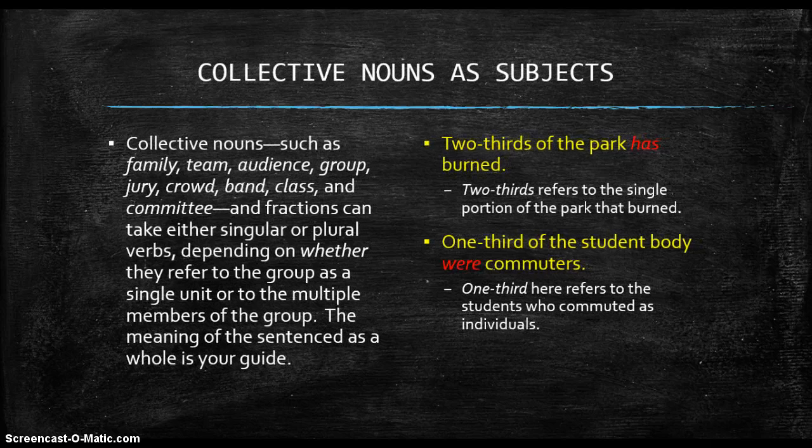If you're saying something like 2/3 of the park has burned, 2/3 is talking about a single amount that burned. But if you say 1/3 of the student body were commuters, you're talking about those individual students who commute to campus each day.